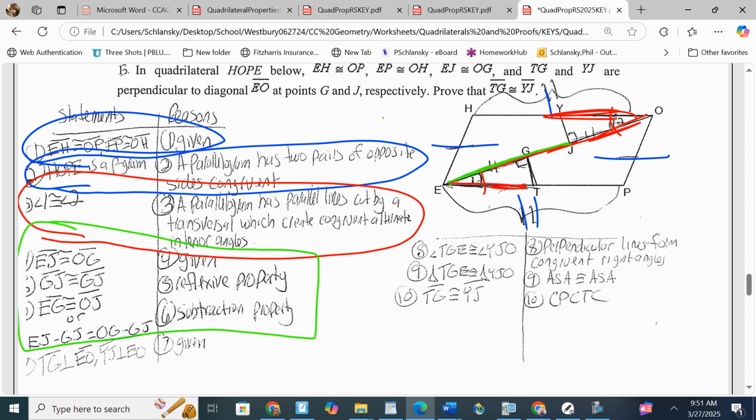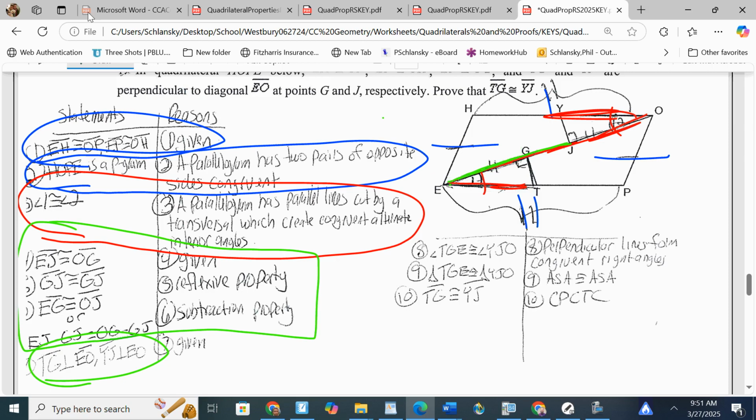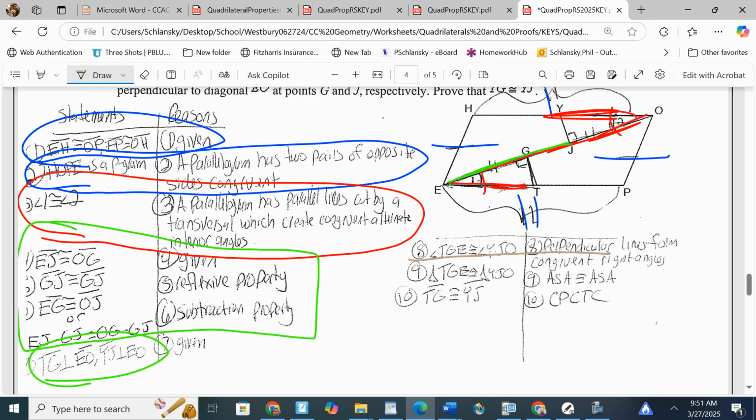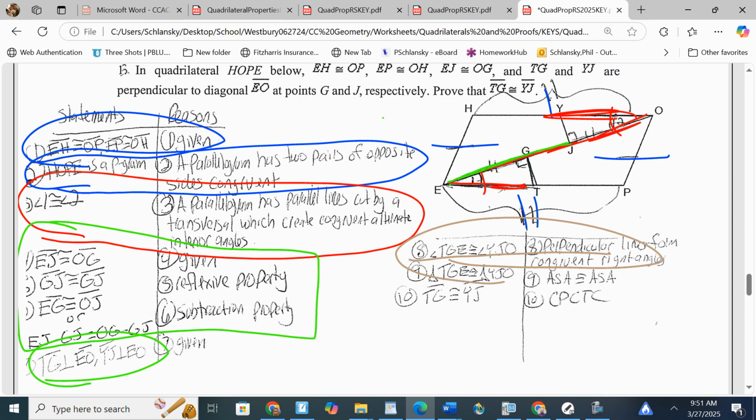All right, I've got 2 things. I move on to my next given. I've got some perpendiculars. I know that perpendicular lines form right angles, congruent right angles, I should say. So that's where these come from. Once I have my 3 things, it ends the same way as the other one did. I state my triangles are congruent. I state what they want me to prove, CPCTC.